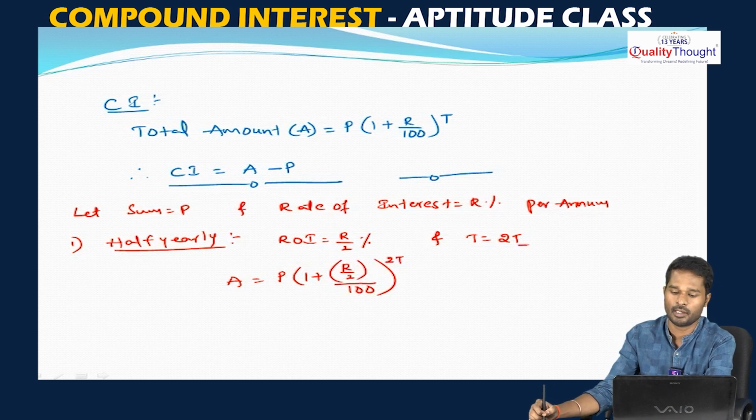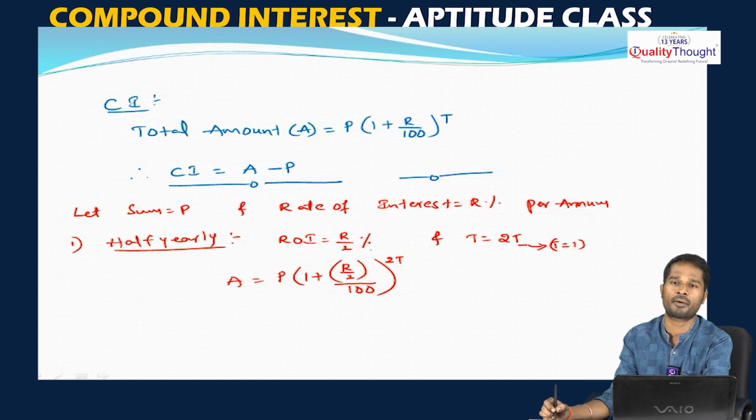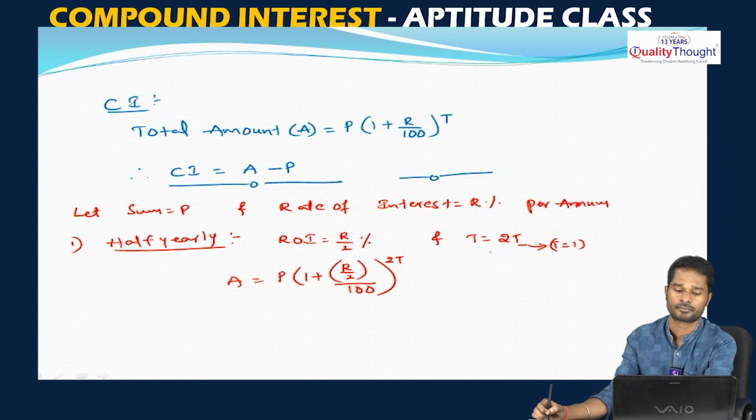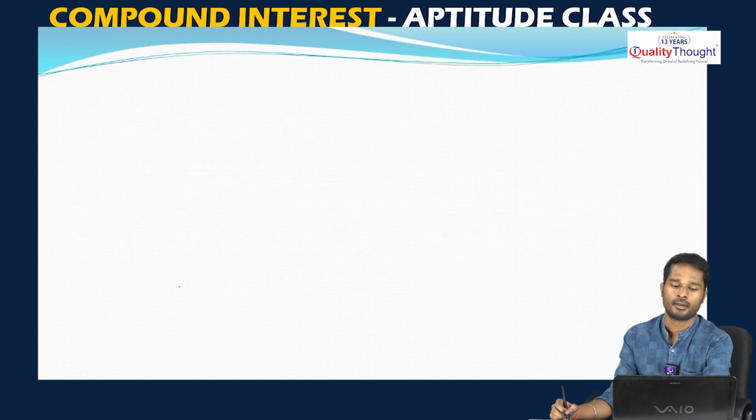Here this T value is 1, because it is 1 year, and in 1 year 2 halves will be there. So when the rate of interest is calculated half yearly, R value will become R by 2 and T value will become 2 times the years. So 2 into 1 year, that is 2 half years. If 2 years is there, 2 into 2, 4 half years. So this is half yearly.